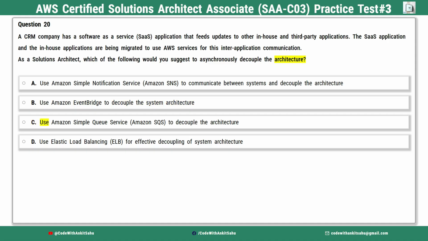Option C. Use Amazon Simple Queue Service, Amazon SQS, to decouple the architecture. Option D. Use elastic load balancing, ELB, for effective decoupling of system architecture.